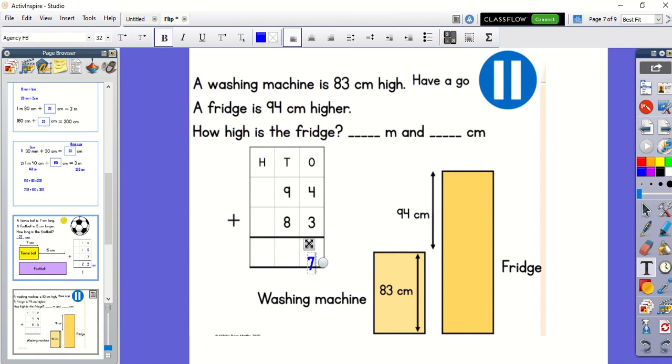So 4 add 3 is 7. 9 add 8 is 17. So I'm going to put the 7 there, carry the 1. Nothing add 1 is 1. So I know in centimeters it's 177. I know that 100 of those centimeters would give me a meter. So I've got 1 meter. And how many centimeters left over? 77. So you should have ended up with the answer 1 meter 77 centimeters. Well done if you got that correct.